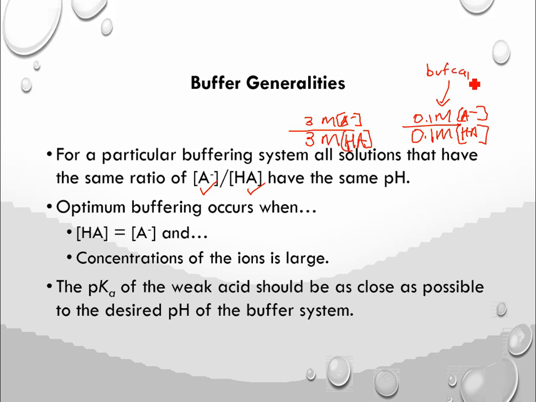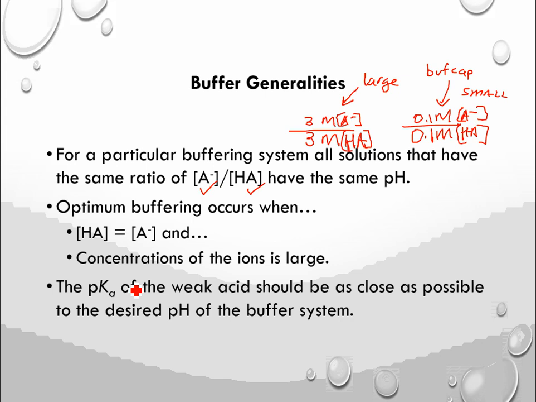We'll call this buff cap to simplify my writing. This would have a much smaller buffering capacity because we have much smaller concentrations of the acid and its conjugate base, whereas we'd have a large buffering capacity here because we have larger concentrations of the acid and conjugate base. So optimum buffering occurs when you have equal concentrations of the acid and conjugate base. That means your system can react to either acid or base ably. And of course, when we have large concentrations of each ion, that is when a buffer is going to work the best.